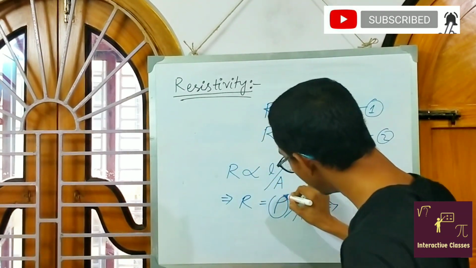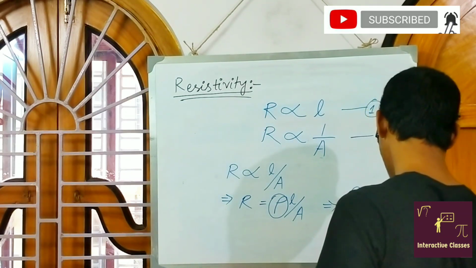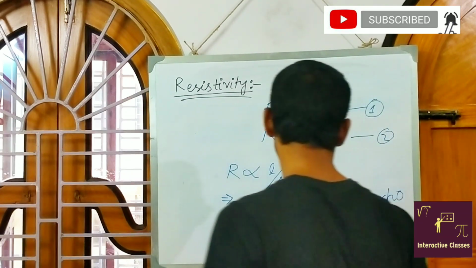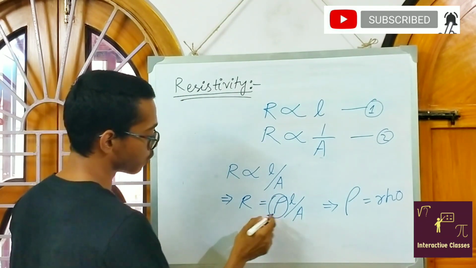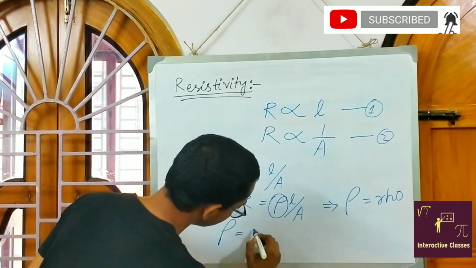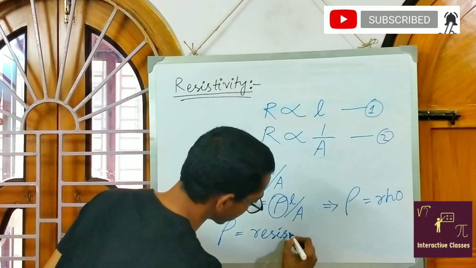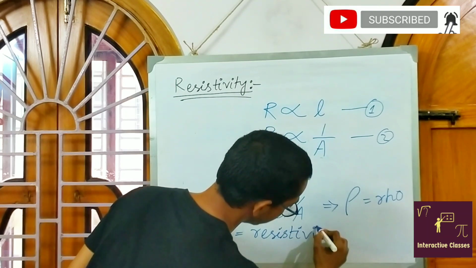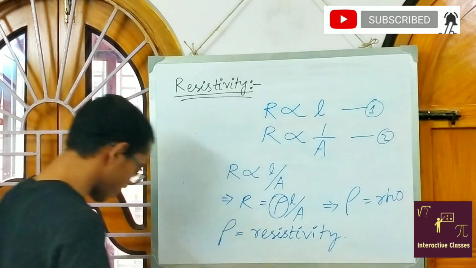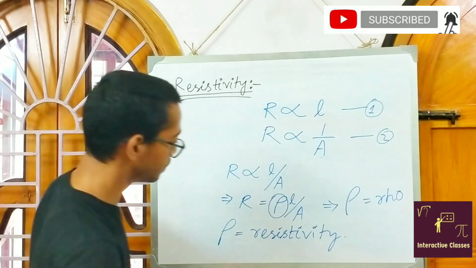This is basically known as rho. Rho is a constant of proportionality and is termed as the resistivity of the conductor. Resistivity. I think now it is clear what is resistivity and what is resistance.